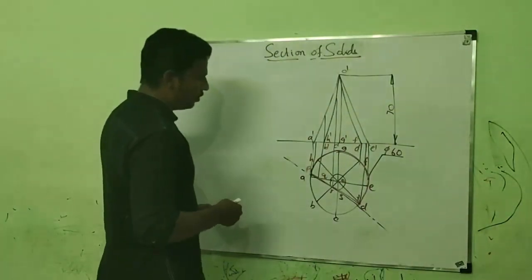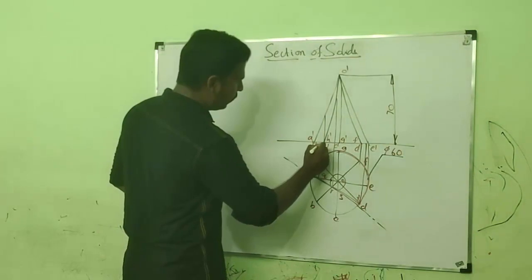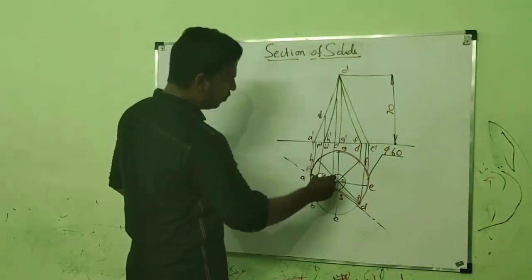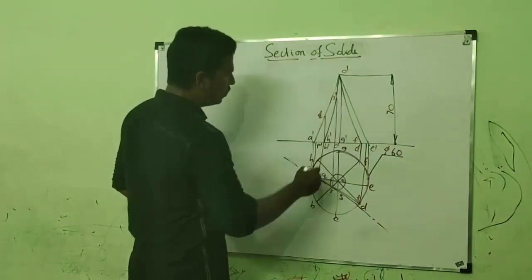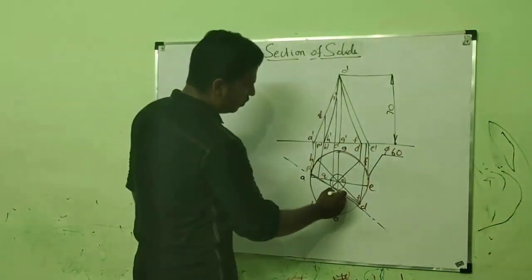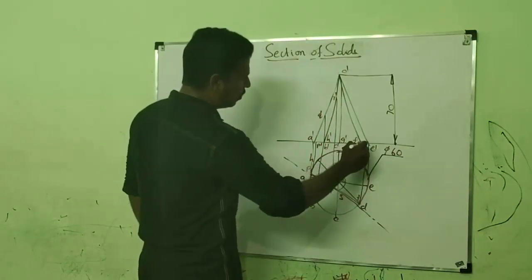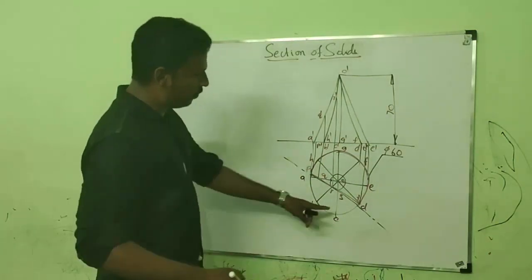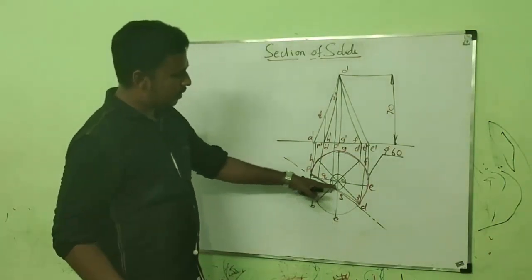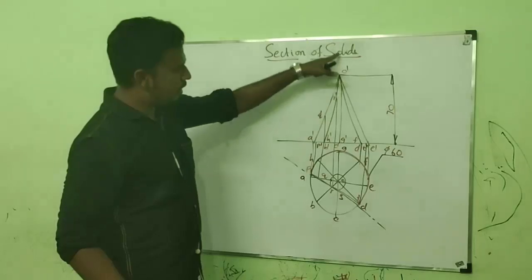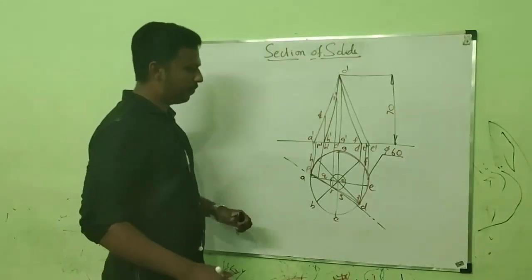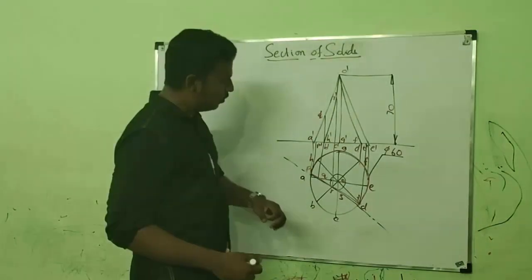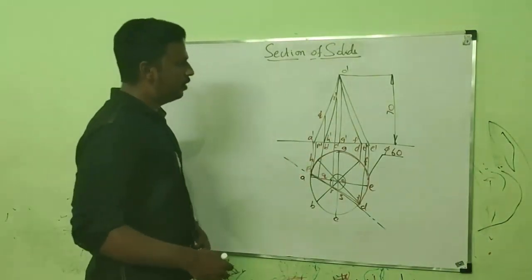Now name the points. This is point P, P dash. This is point Q dash. This is point R dash. This is point T dash. So now we are left with only one point, that is point S. If you extend the point towards this direction, we cannot get any point here. So we have to rotate that point and transfer it to another edge. Through that other edge, we have to transfer the point to the front view.